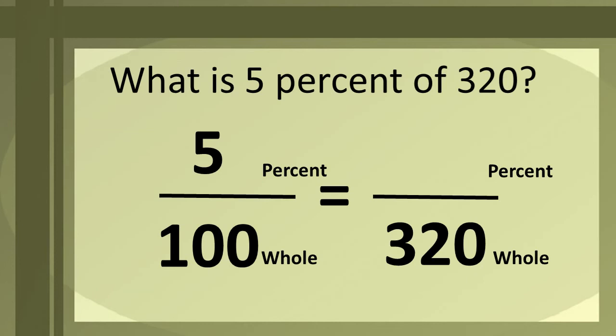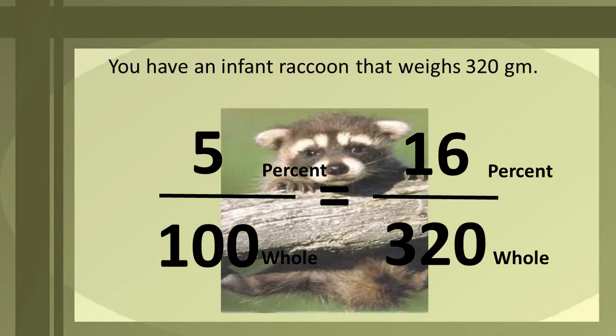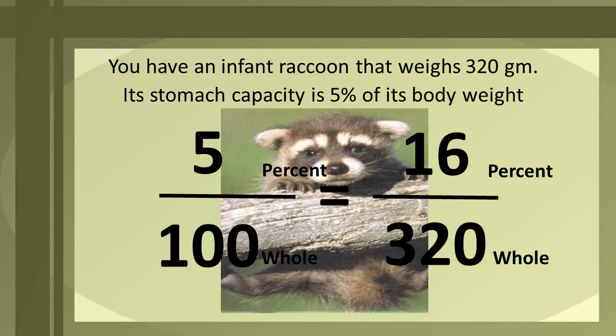On the right, the whole is the number you know. Now you use your calculator to cross multiply. The answer is 16. Why is this important? Well, let's change the problem. You have an infant raccoon that weighs 320 grams. Its stomach capacity is 5% of its body weight.